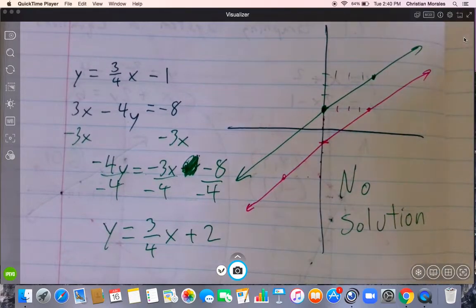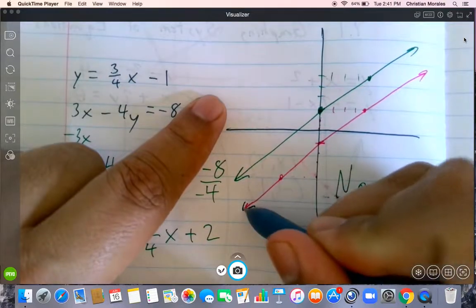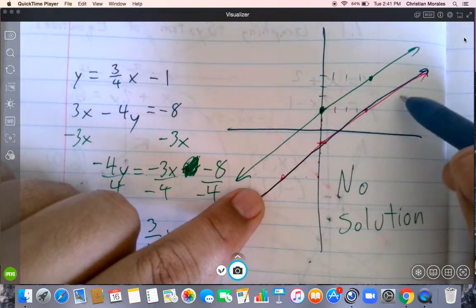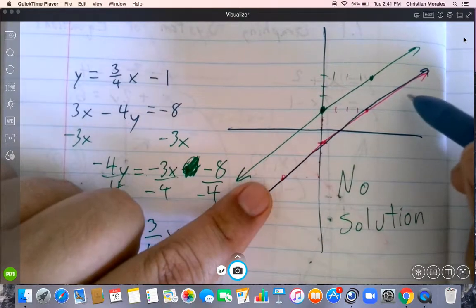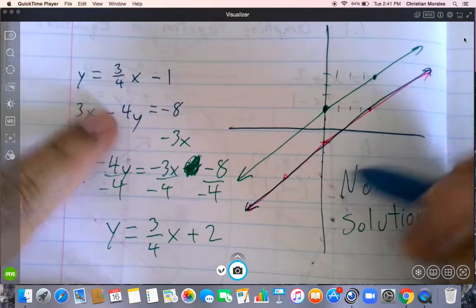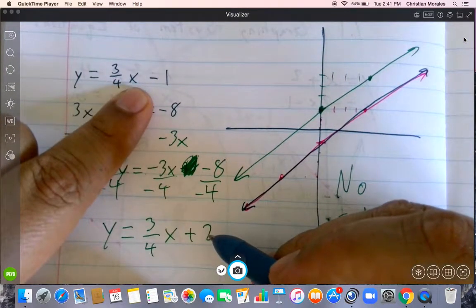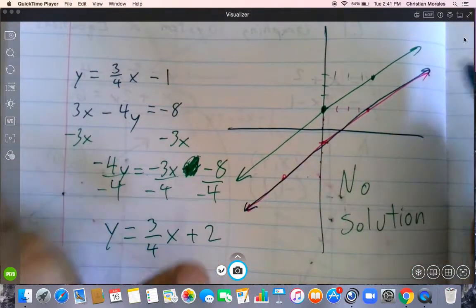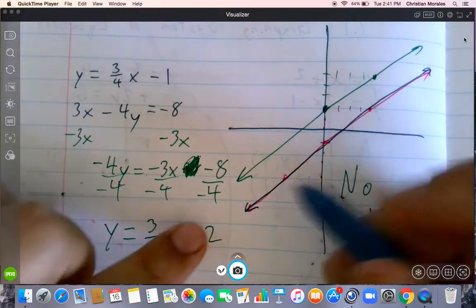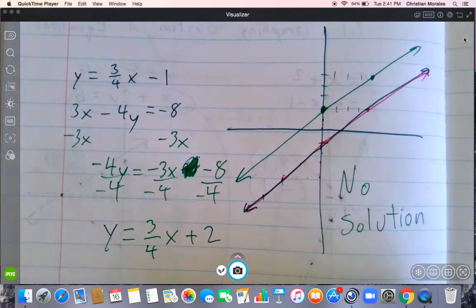Now, it is possible sometimes that you can draw the line on top of the other one. If you draw both lines in the same place, that is infinite solutions. That basically means both equations are identical. So if this number was a negative 1, it would match the first equation. They would be in the exact same place. That would be infinite solutions because they're intersecting everywhere. They're crossing everywhere. But these aren't crossing at all. That's a no solution.